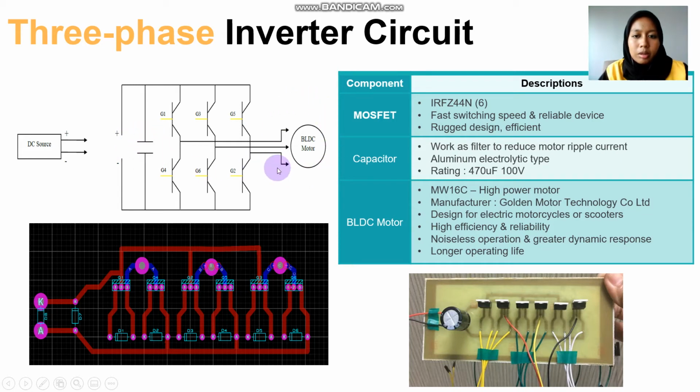And lastly, the BLDC motor. We are using the MW16C high power motor from Golden Motor Technology. It is designed for electric motorcycles or scooters. It has high efficiency and reliability. It also offers noiseless operation, greater dynamic response, and has a longer operating life.